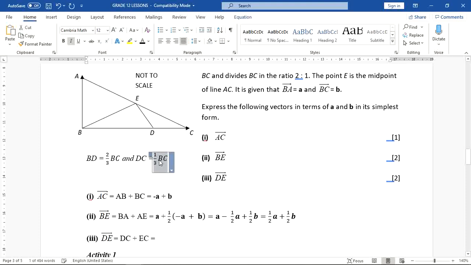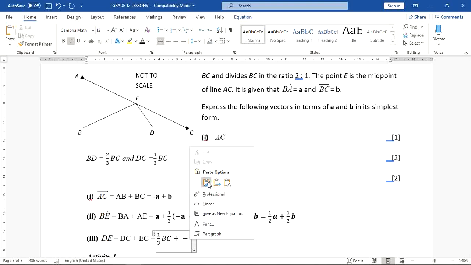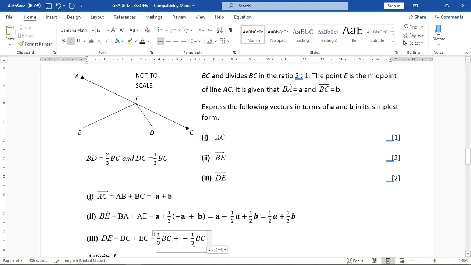I'm just going to copy this and bring it here. Then I say plus. What about EC? EC will be now the half of AC, but in the opposite direction. So I'll put a minus, opposite direction, so it's a half of AC. I think we can just paste again and change the letters. So a half of AC, but negative because I'm going in the opposite direction.